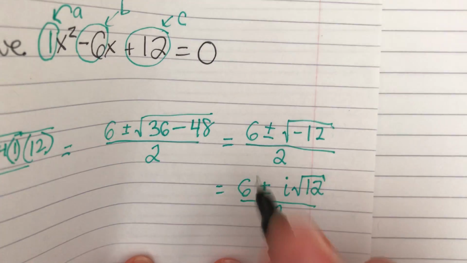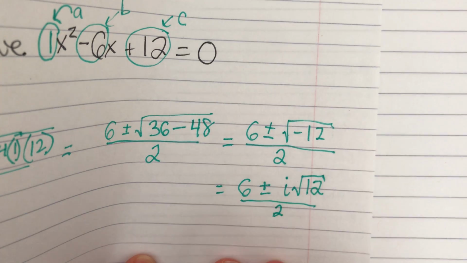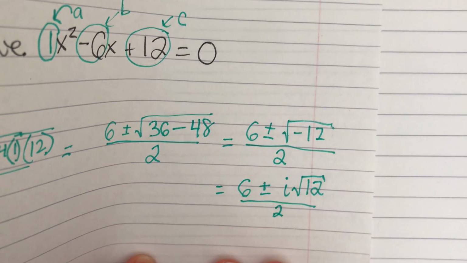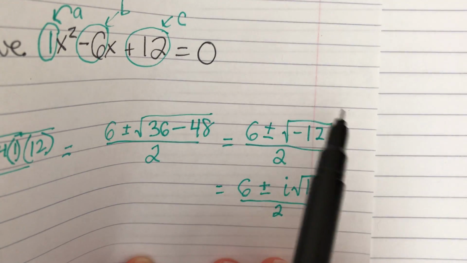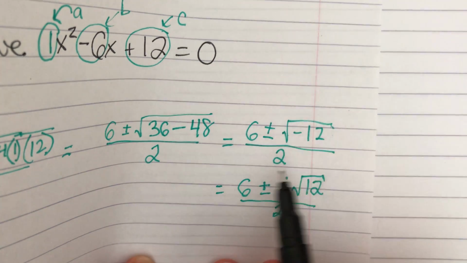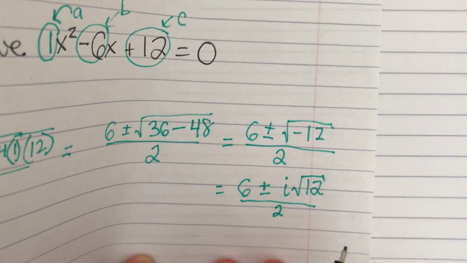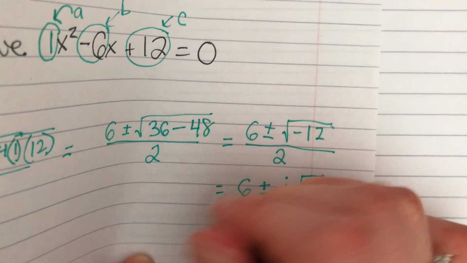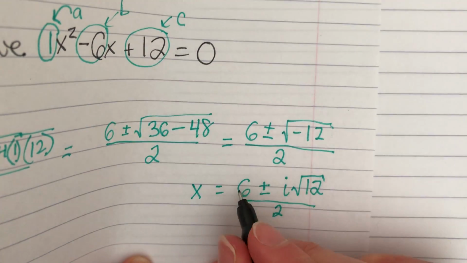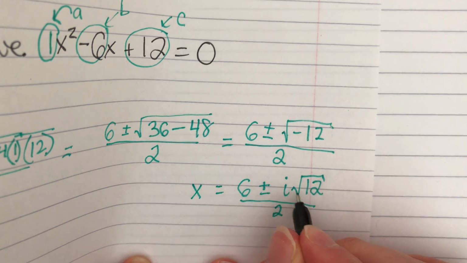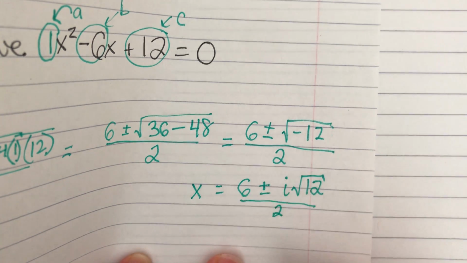There we go. You can continue simplifying. For instance, 6 divided by 2 would be 3, right? But basically what I wanted to show you is this step right here, because you may be tempted to say, well, this has no real solutions. And that's true, it has no real solutions, but we could still say that x is equal to 6 plus or minus i times the square root of 12, divided by 2.